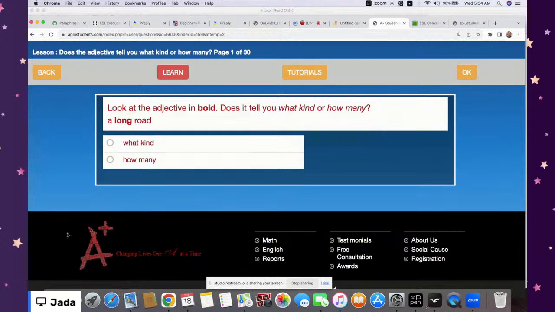Because it says a long road. So what kind of road is it telling you? Is it telling you how many or what kind? This is telling us what kind of road. Yes, Ali, one. What kind? Because if I ask you what kind of road is it, you say it's a long road, right? So this is telling us what kind.